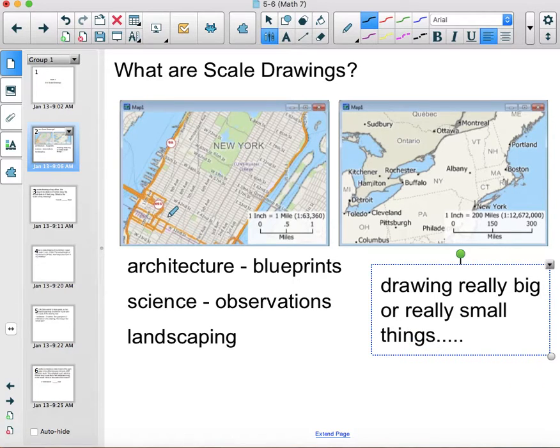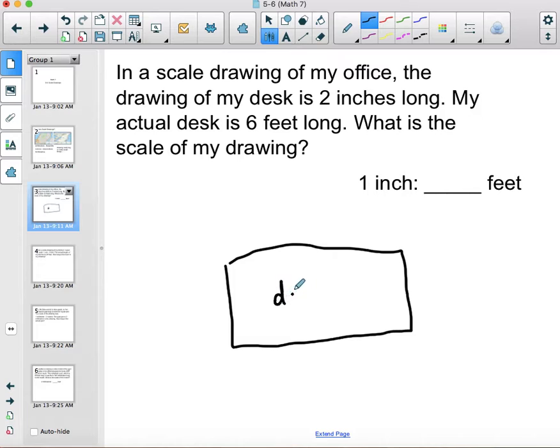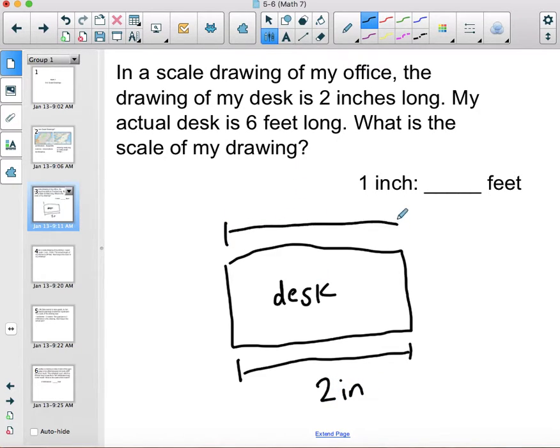Okay, so I've got a few examples here for you, and then you're going to go off on your own and solve some other ones. So in a scale drawing of my office, the drawing of my desk is 2 inches long. So this is not going to actually be perfectly 2 inches. But let's say this was the drawing of my desk. Okay, and it's 2 inches long in my drawing. In real life, this is 6 feet long. So we need to figure out the scale for 1 inch.